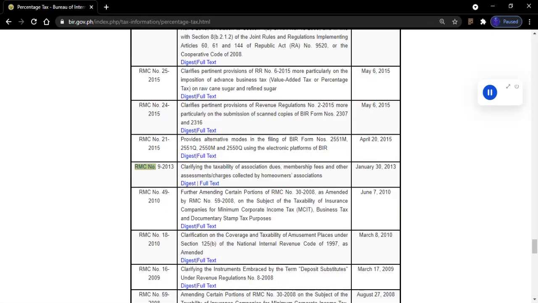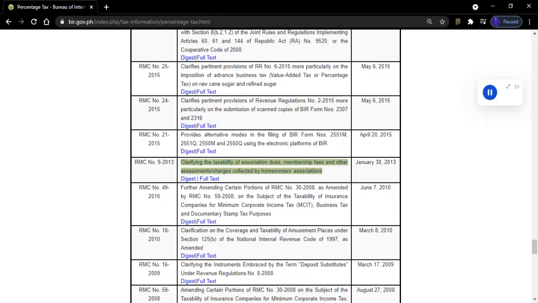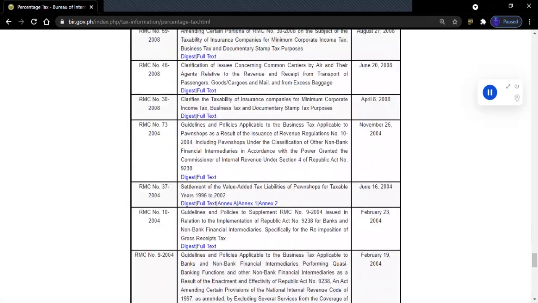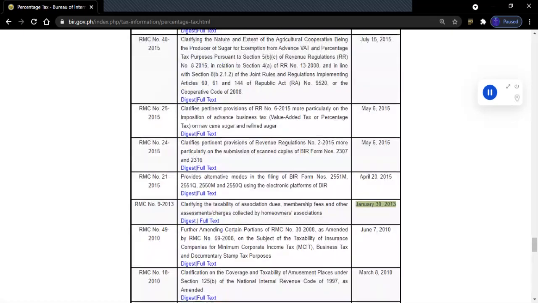RMC No. 9-2013. Clarifying the taxability of association dues, membership fees and other assessments, charges collected by homeowners associations. Digest. Full text. January 30th, 2013.